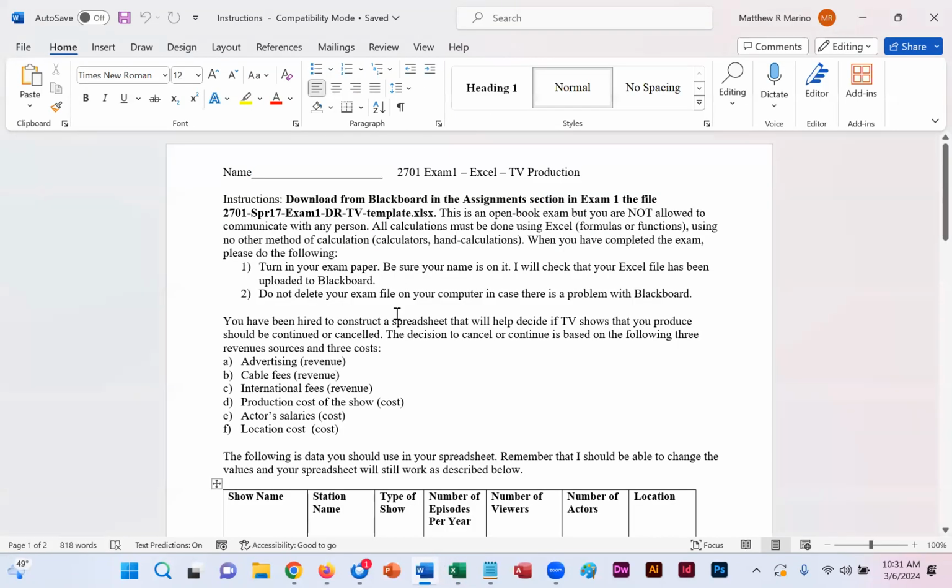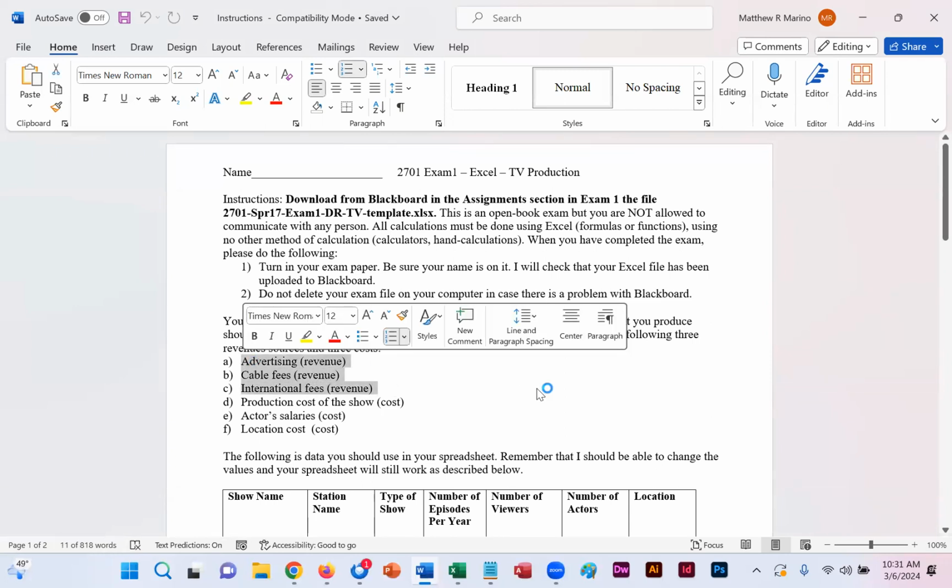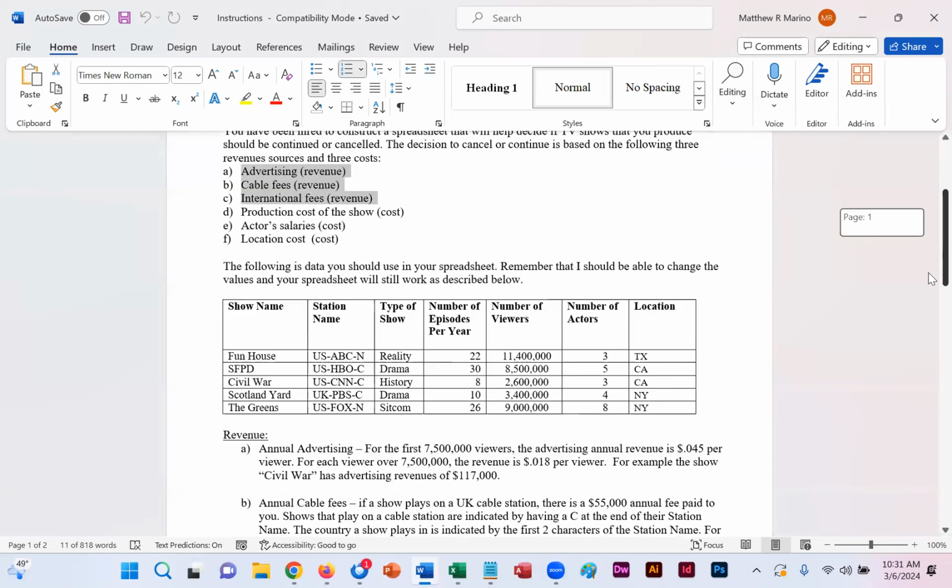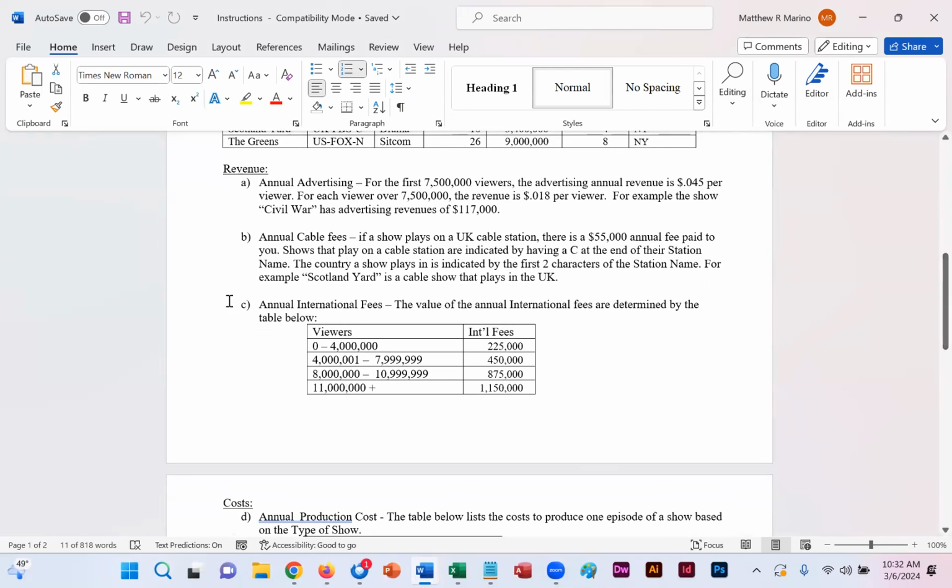So this first section here, where it says you have been hired to construct a spreadsheet that will help decide if TV shows that you produce should be continued or canceled. See how advertising, cable fees, and international fees all say revenue next to them, and the other three all say cost next to them. So the total annual revenue is going to be just adding those three up. Okay, thank you.